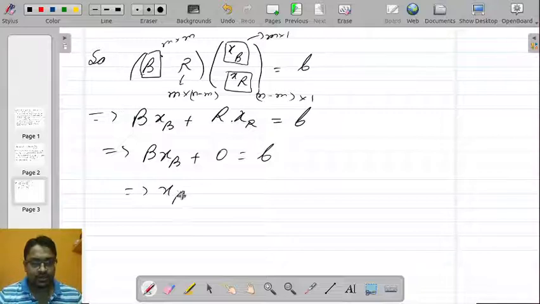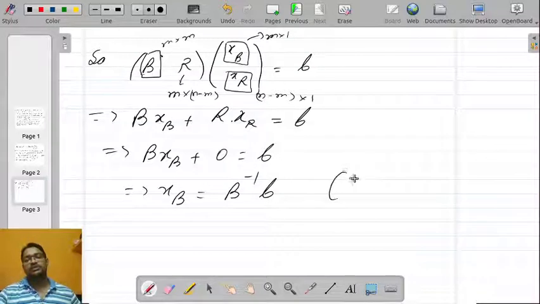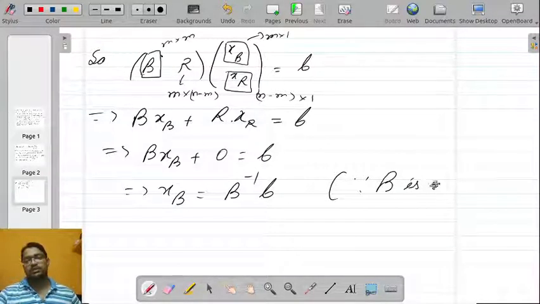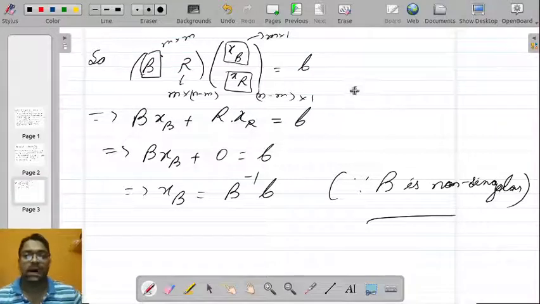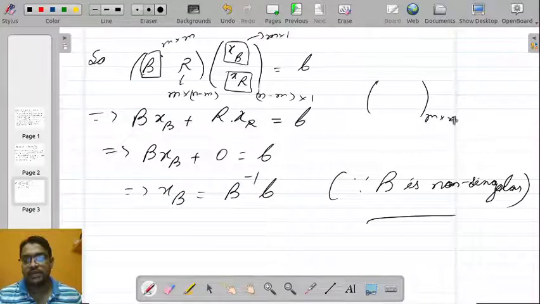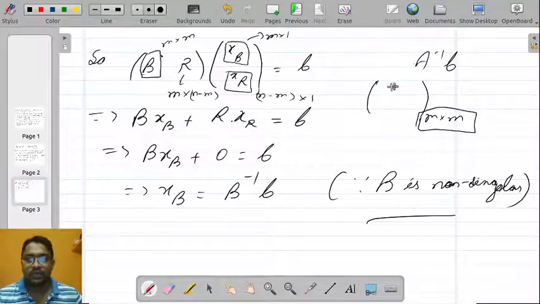So that means your basic variables are given by B inverse b, because B is non-singular. In the last lecture I told you that the idea for this basic solution comes from the fact that if it is a square matrix and non-singular, the solution is obtained by A inverse b. If it is not a square matrix, can we obtain something similar to that? The answer is yes.